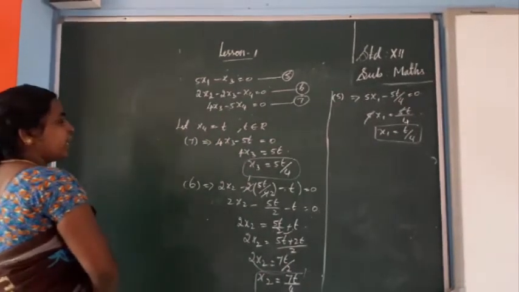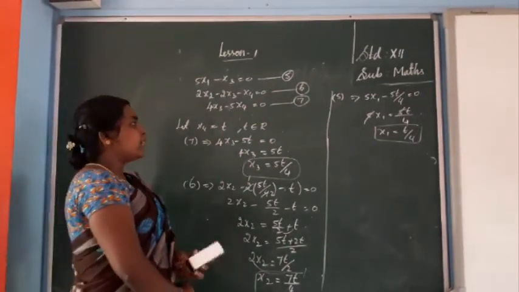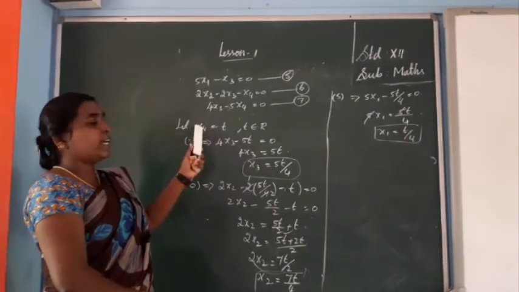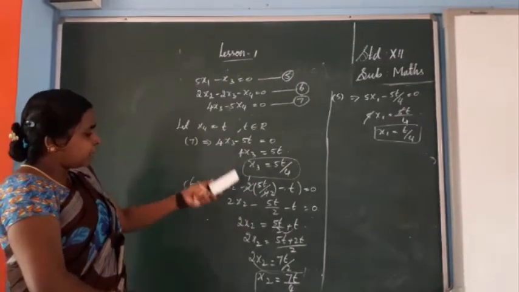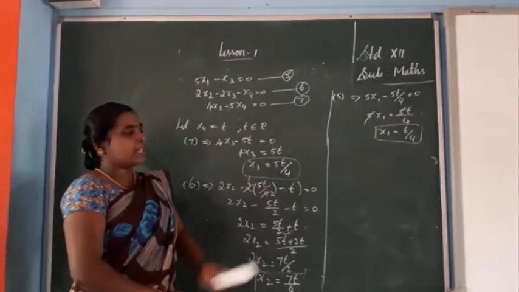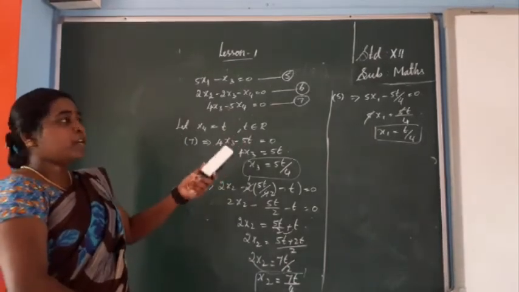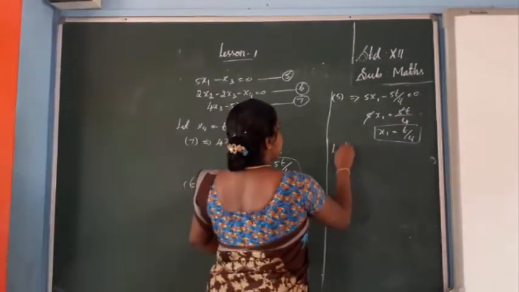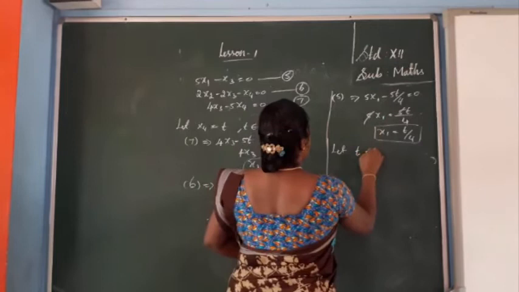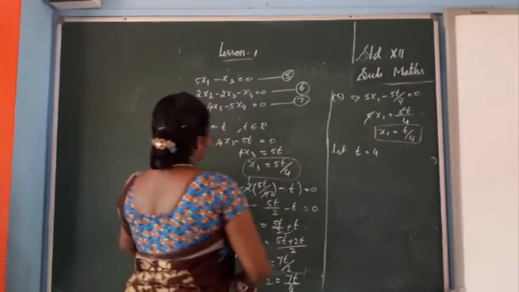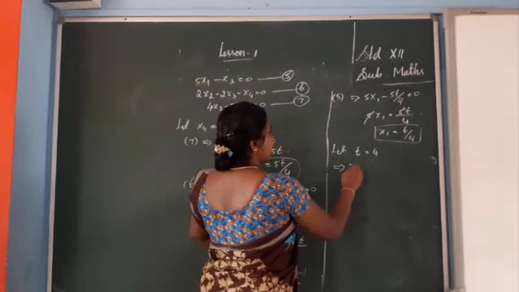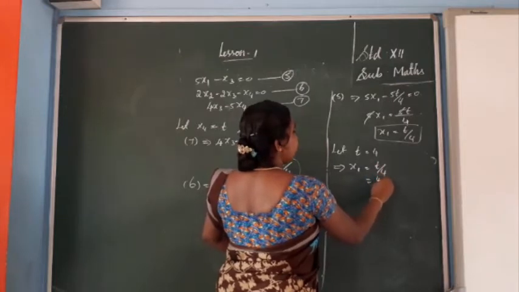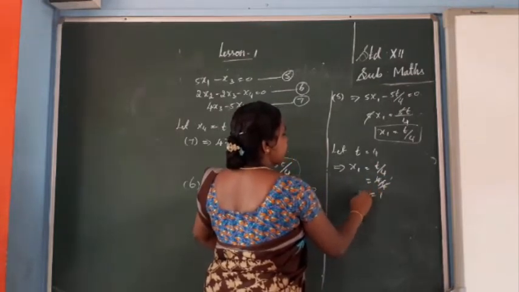So all the values we got. Actually, we need the positive integers. That's why we can assume the value of x4 equal to t. Instead of t, we can take x4 equal to 4, because in all the denominators, 4 is there. If we take t equal to 4, only then we will get positive integers. So let t equal to 4. Then what you get? x1 equal to t by 4, so t value is 4, so 4 by 4, simplify equal to 1. So x1 equal to 1.